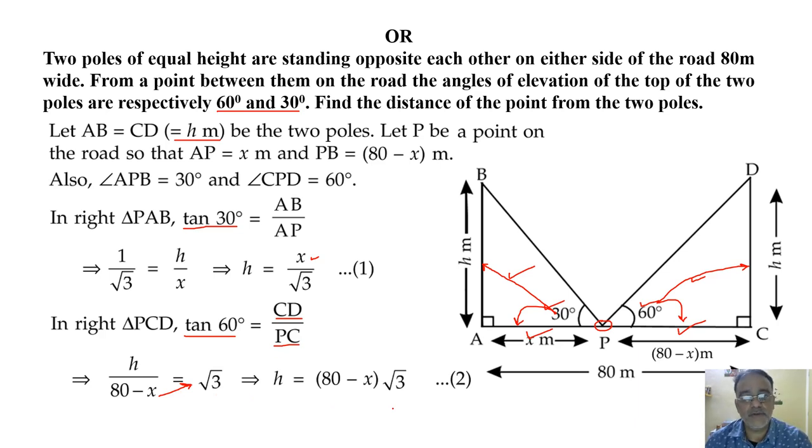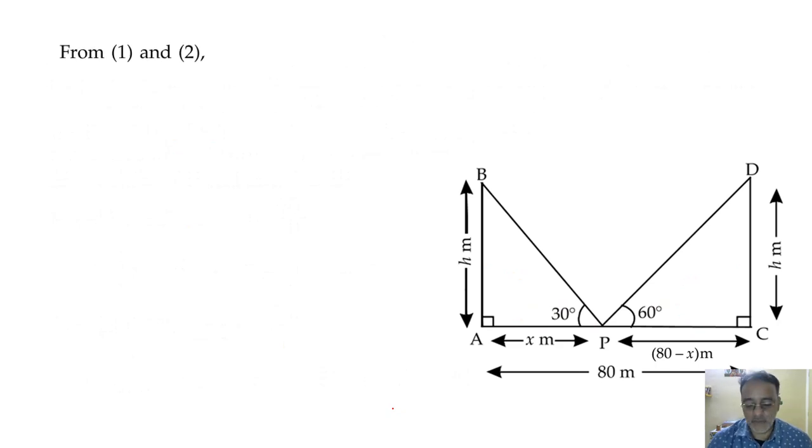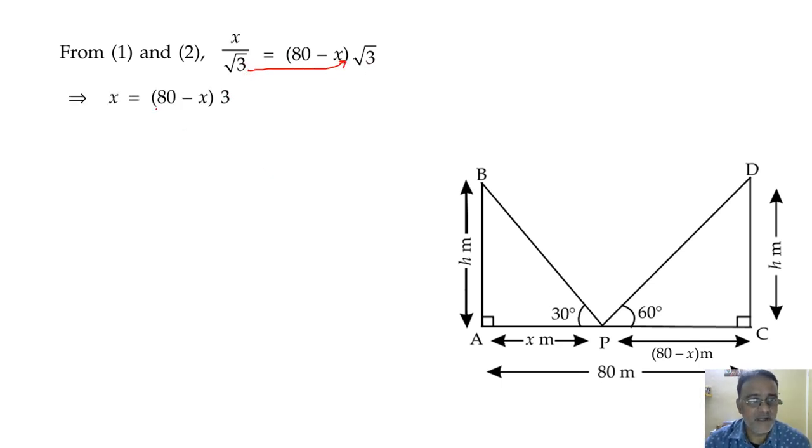अब ये दोनों equations को हम लोग compare करके x का value निकालेंगे, right? So from 1 and 2 we will get x upon root 3 is equal to (80 minus x) into root 3. So we will do cross multiplication. So this will become 3. Now open the bracket. So we are getting x is equal to 240 minus 3x. अभी 3x को इधर shift करेंगे तो plus 3x हो जाएगा. So we'll get 4x is equal to 240.